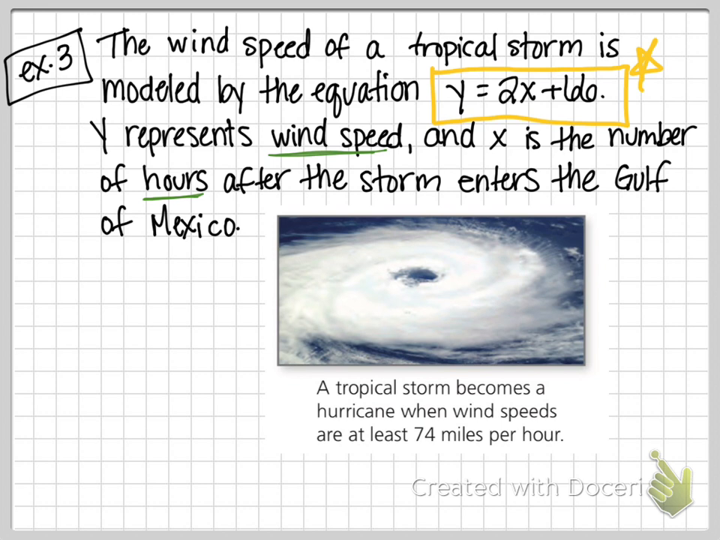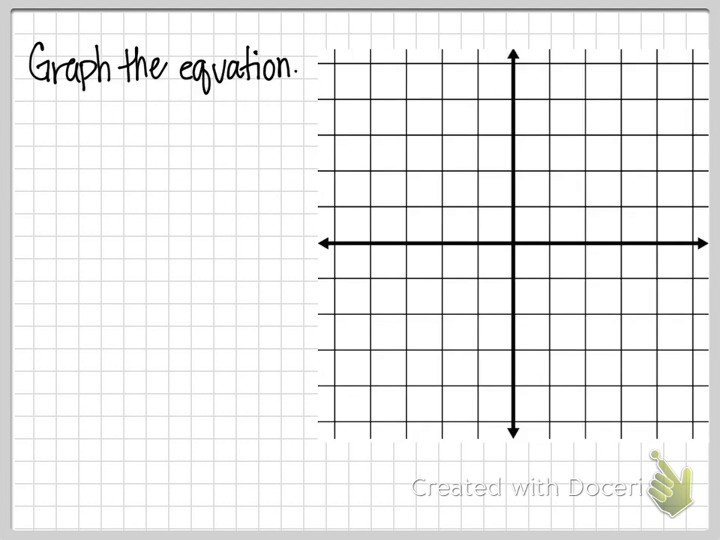Also, on big ideas, always look at the little graphics that they give you, like off to the side or next to the word problem, because sometimes there's important information in the graphic. For example, a tropical storm becomes a hurricane when the wind speeds are at least 74 miles per hour. So this is probably going to tie into what they ask us to find in the end. So pay attention to the graphics. Here's what it says. Graph the equation.